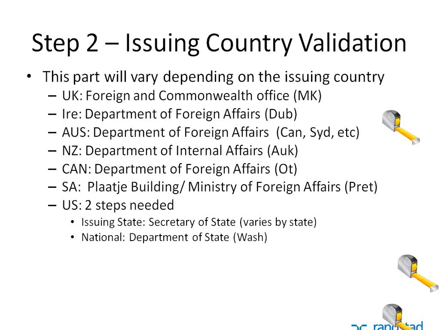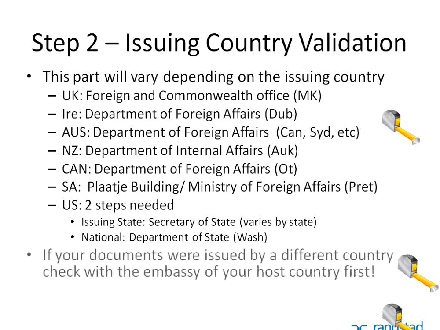In South Africa, you need to make 2 stops. Both of them are in Pretoria. One is in the Plaatje building, and then you need to carry on to the Ministry of Foreign Affairs. In the U.S., 2 steps are also needed, and this is because your state will issue your teaching certificate, and then you have to go to the Department of State in Washington. Now, most of the time, teachers will do this by post, so you don't actually have to go there. It's obviously faster if you do go in person.